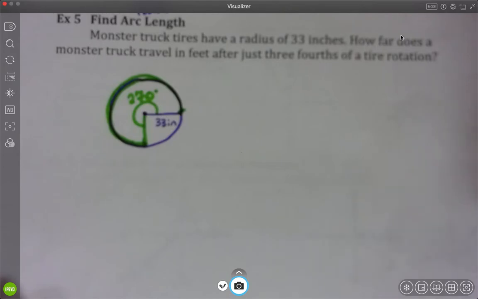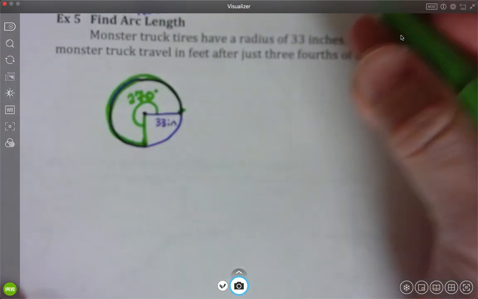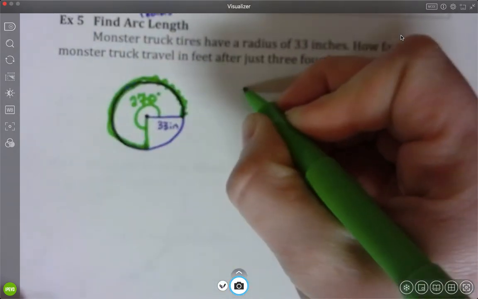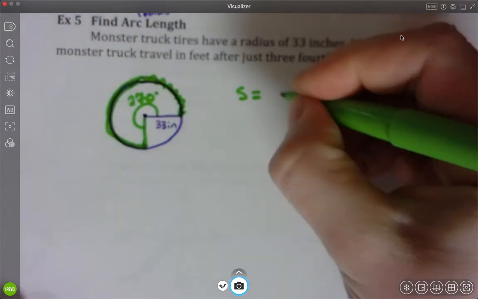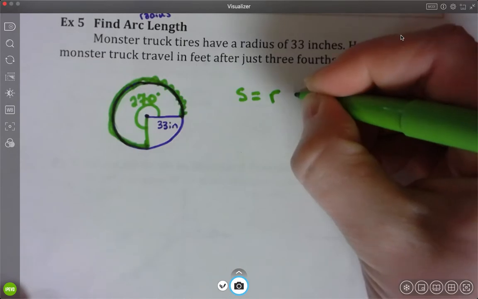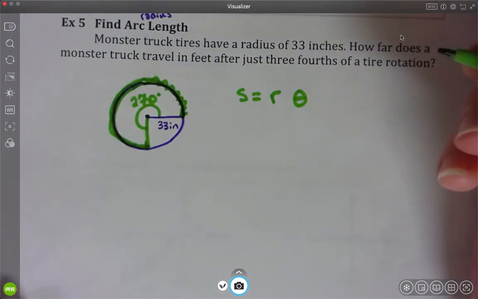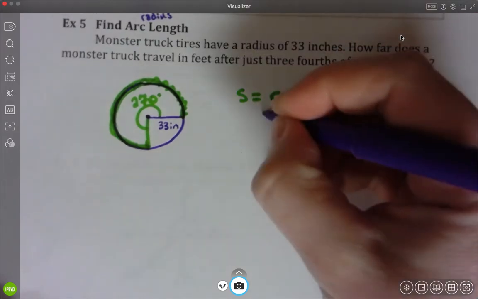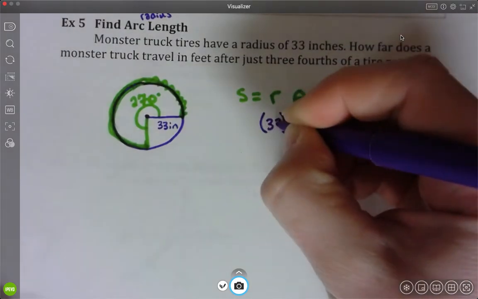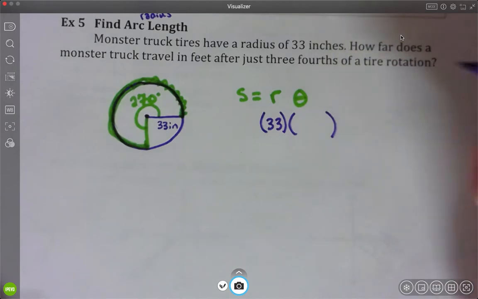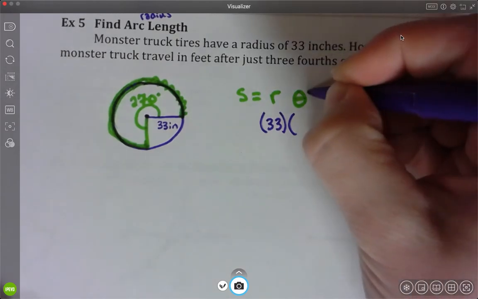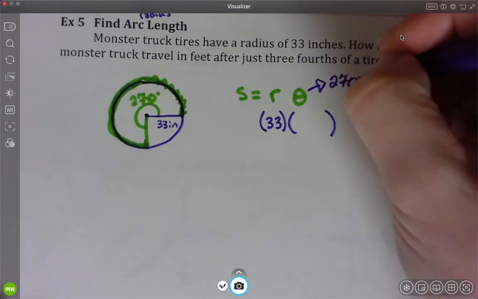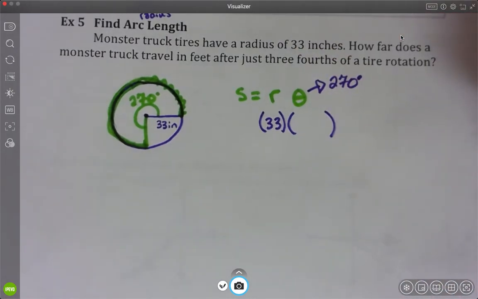All right, so what we need to do is figure out the length of this, that's S. We would just need to take the radius times the angle theta. So our radius here is 33, and then we need to figure out what our angle is. And that's what we don't know. We know that the angle is 270 degrees, but it has to be in radians, not in degrees, before we can plug this in.